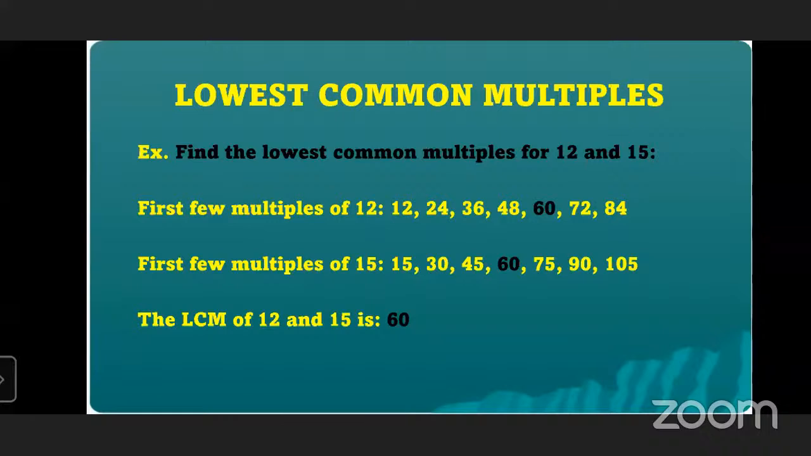Likewise, we have to write a few multiples of 15 also. Means the numbers that come in the table of 15. It is 15, 30, 45, 60, 75, 90, 105. Now we have to choose the lowest number, the smallest number, which comes in both the tables. That is 60. It means the LCM of 12 and 15 is 60.